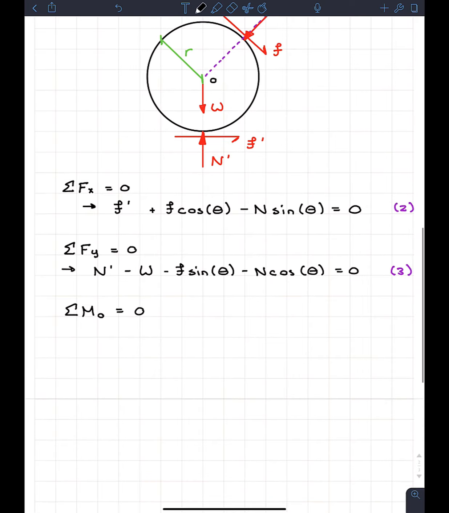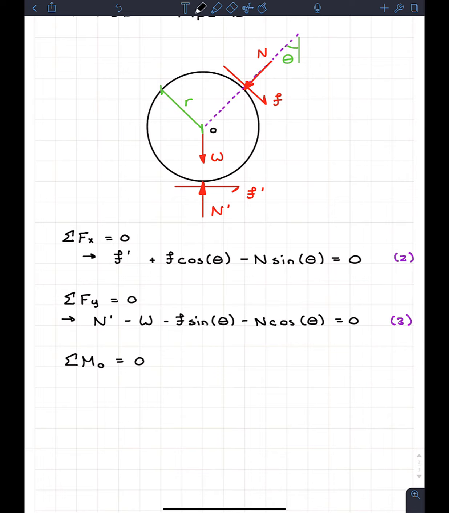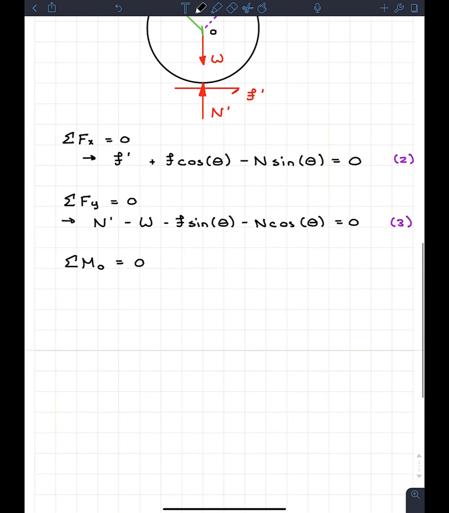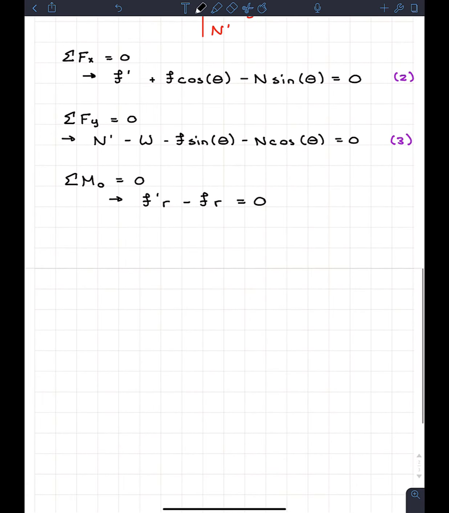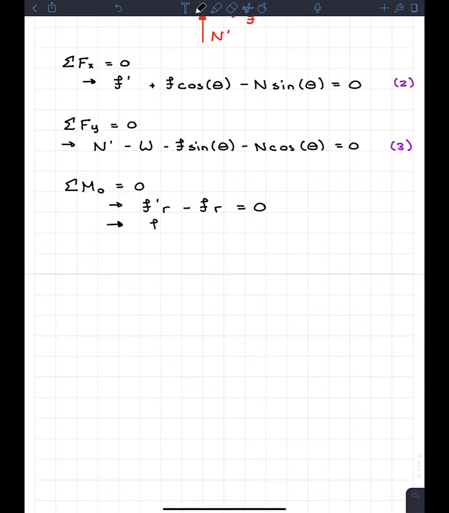And if we look at this, the only thing that's creating moments, because everything else acts at the center, is the frictional forces. So from here, we see that F prime times the radius R minus F times the radius R is equal to 0. So I'm not going to say that this is equation 4, because from this we can actually directly manipulate it, and we can move F and R to the other side and then divide by R. What we get is F prime is equal to F.